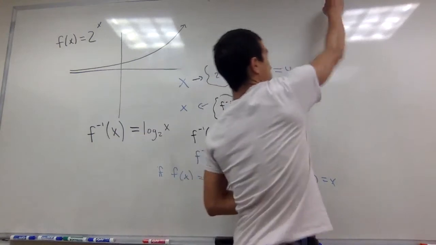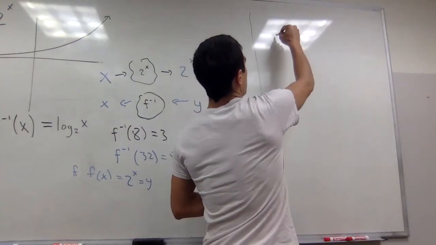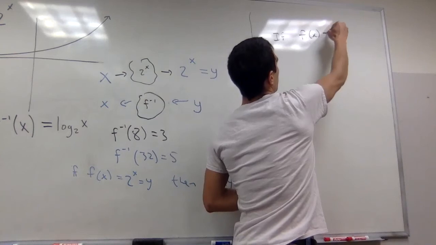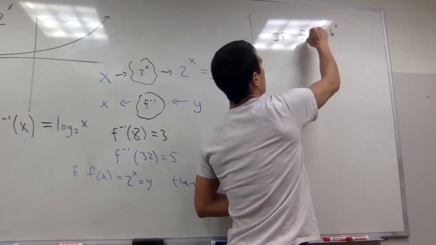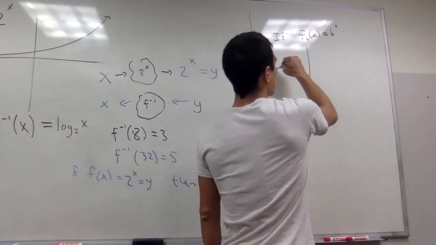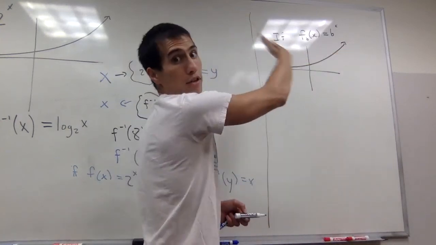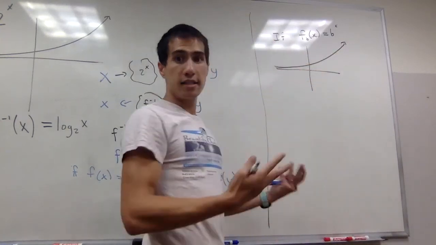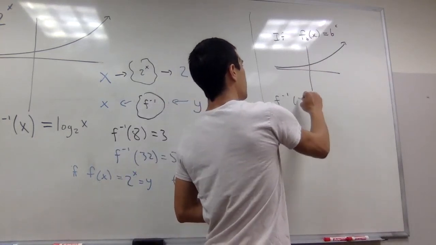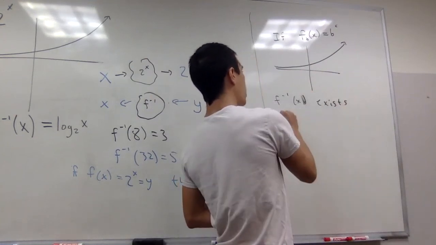So if f of x is equal to b to the x, let me put a b here as a subscript just to make it more clear, then I have some exponential function here. If b is less than 1, then it might go the other direction, but I have some exponential function that passes the horizontal line test, and so it has an inverse. F inverse of x exists, and we call it log.